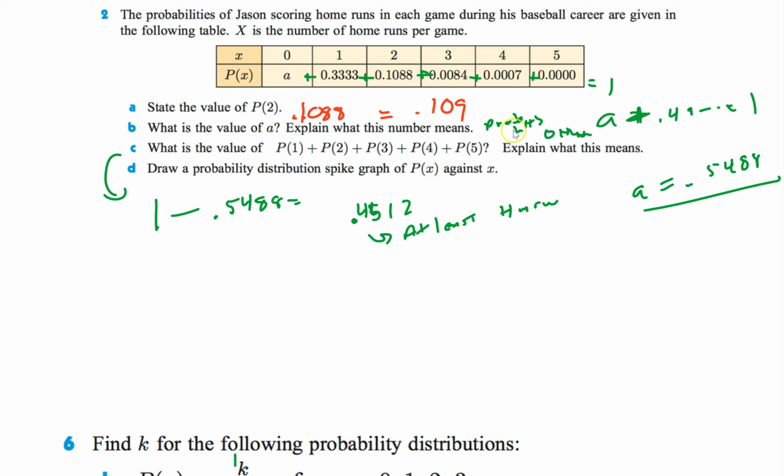Not judging. Draw the probability distribution spike graph, P against X. So it would be the same thing. You just draw this here. Here will be X, here will be P. Here's 0. 0 goes up to 0.55. Then you go to 1. That'll go to 0.33. You go to 2. That goes to 0.10. 3 is even less, way less than that. And 4 and 5 are almost non-existent. 6 actually doesn't exist. So that's the idea with that.